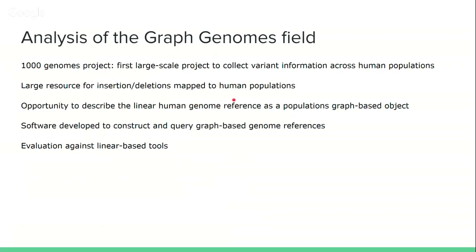Different individuals have different insertions or deletions in different places in the human genome. If you take the human genome as a linear reference, which is, if you want, the summary of all of us, this large resource created the opportunity to describe this linear human genome sequence reference as a population-based, graph-based object, meaning there are different paths to go along the different chromosomes if you add up all the information we have from the different populations we've sequenced so far.